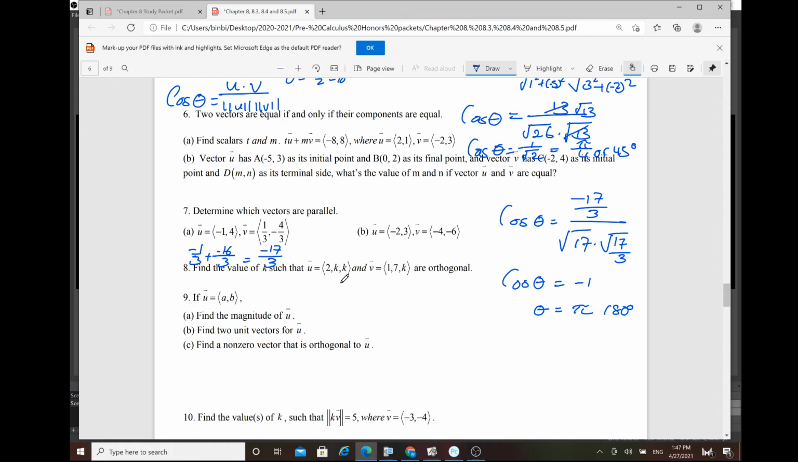Well, this one is going to be the dot product again. But this one has 3 components: horizontal, vertical, and the depth. Okay, x, y, z, or i, j, k components. So try that. And then number 9, vector u is a, b. Find the magnitude of u, so square root of a squared plus b squared. Then find the unit vector of u. That'll be vector u over the magnitude of u. So it's a, b, over square root of a squared plus b squared. And that's the unit vector u.